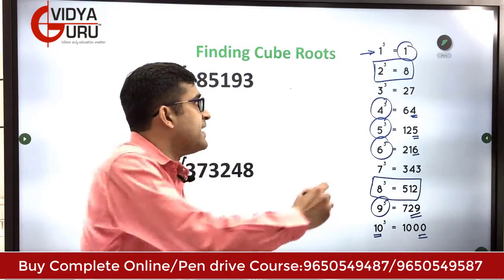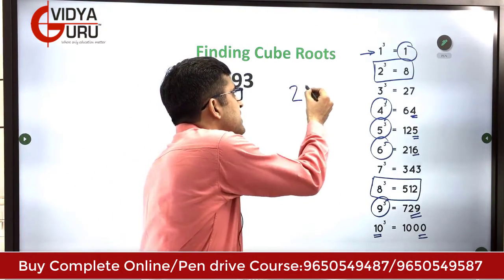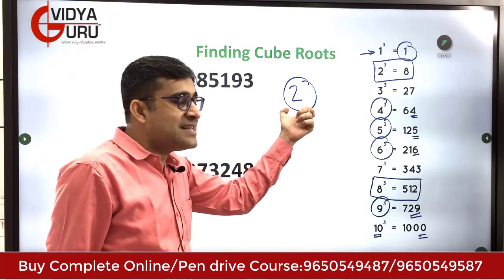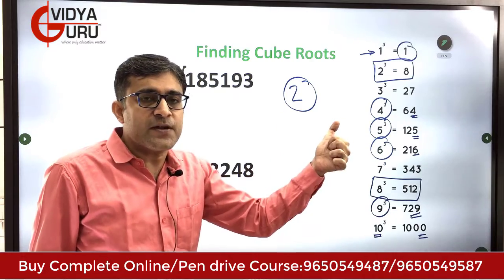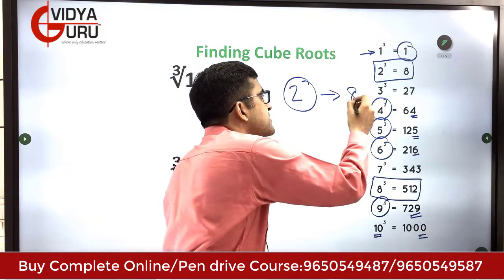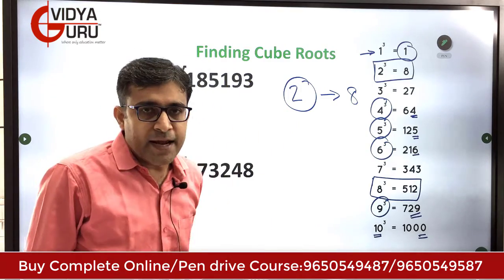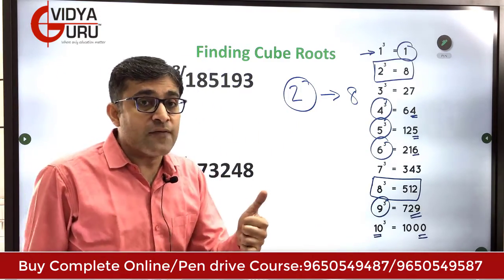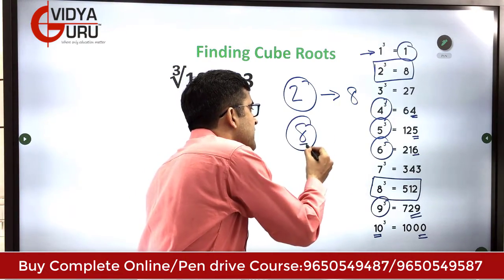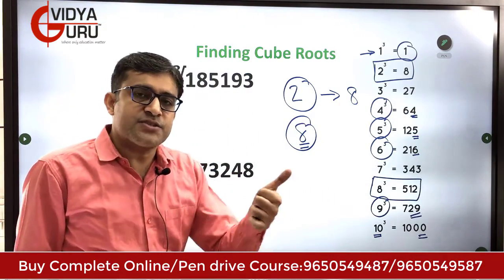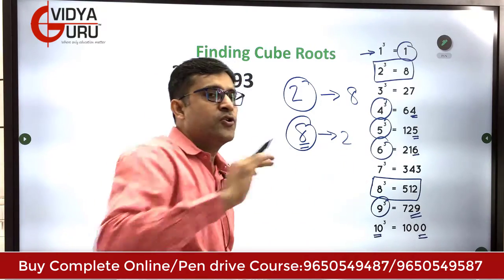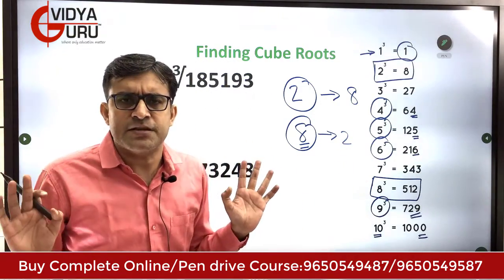If there is any perfect cube that ends in 2, its cube root will end in 8. And if you have any perfect cube which ends in 8, then its cube root will end in 2. So an inverse relationship, very simple.